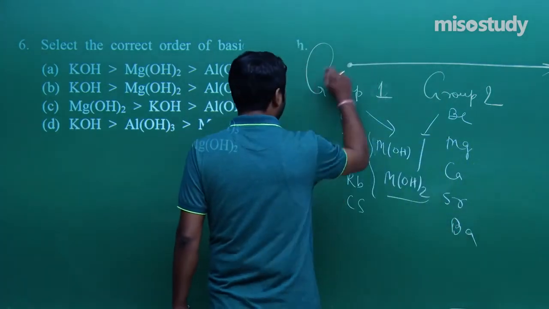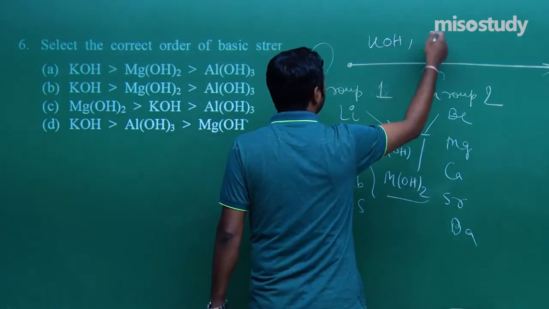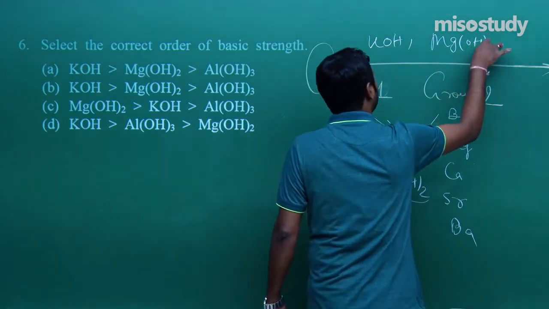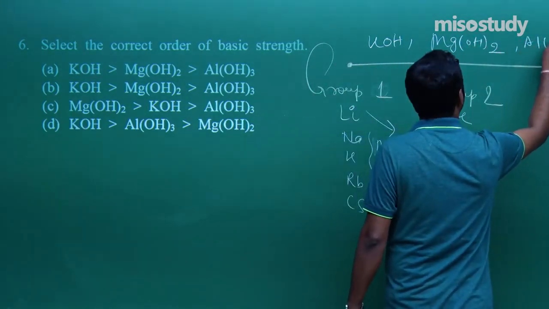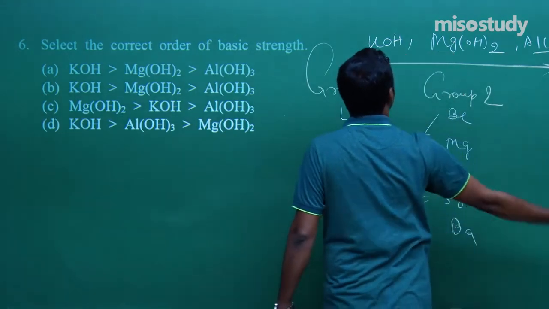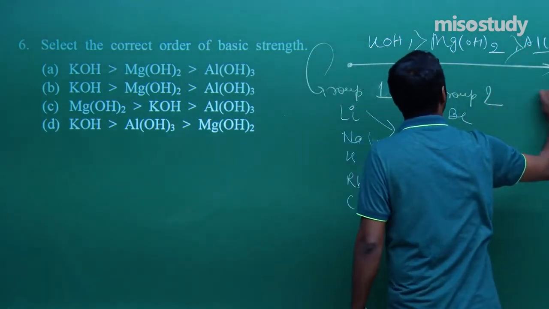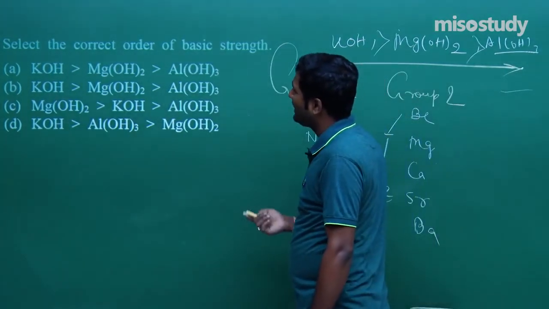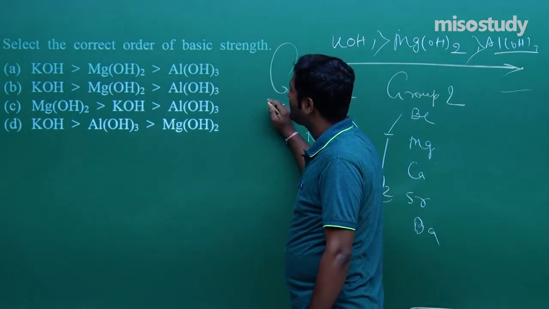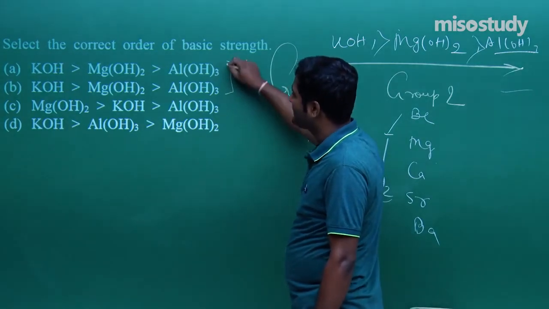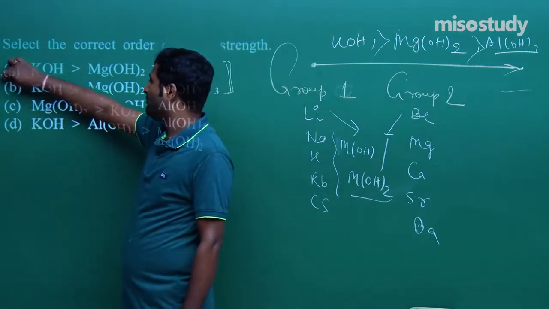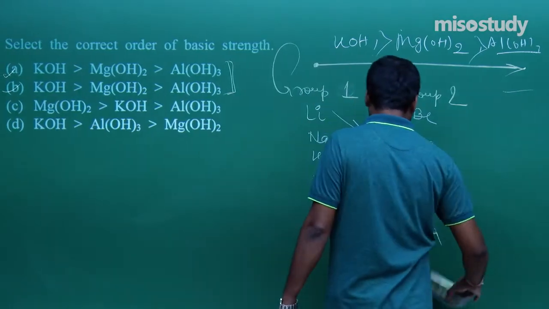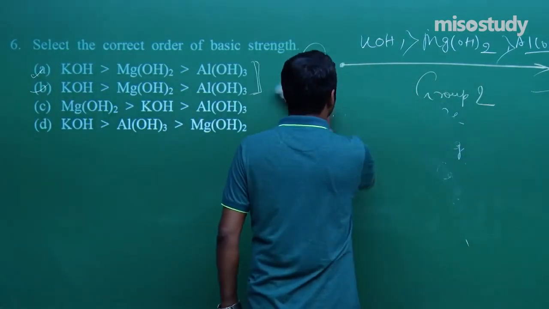So if I talk about KOH, this is group 1, then comes Mg(OH)2, then comes Al(OH)3, because this belongs to group 13. So the order is KOH, Mg(OH)2 and Al(OH)3. Check it out. This two option is similar, so A and B both are correct. Clear, friend? Now I'm going to rub this part and we'll discuss the next question.